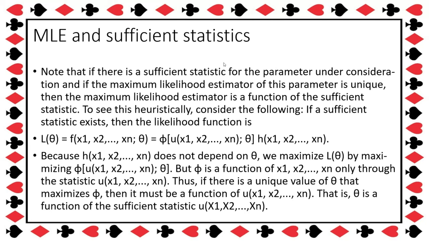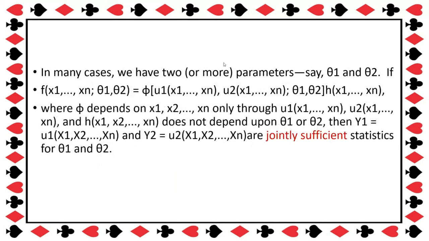According to our method by calculus, if the solution is unique, then it should be a function of the sufficient statistic. Because the way we determine sufficiency is actually connected to the maximum likelihood estimator. Now if we have two parameters, what would we do? What would the procedure be? Again, you have to write down your density function. You have to factor it until part of the factor does not depend on theta 1, theta 2, and part of it depends on theta 1, theta 2.